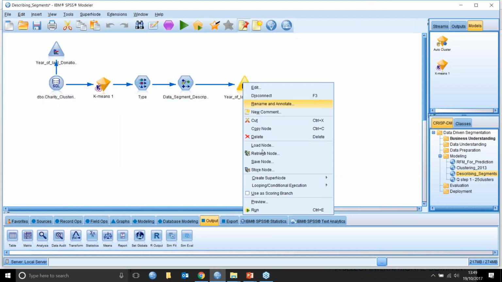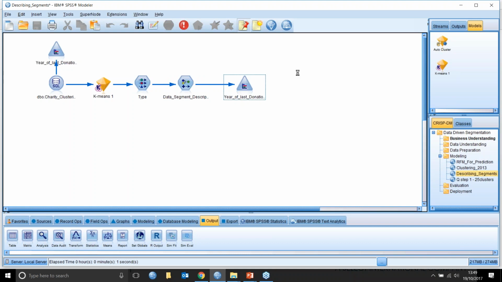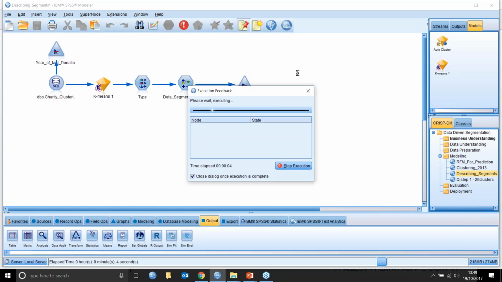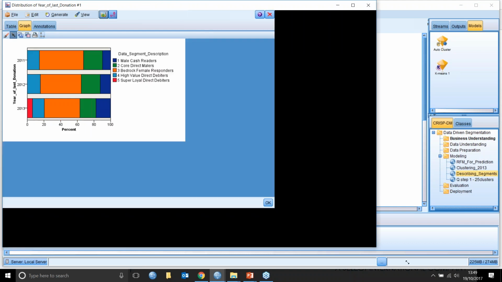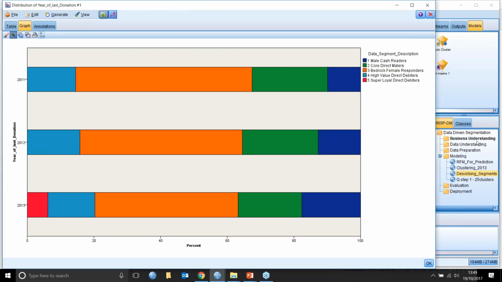And if I look at this broken down by last year of donation, it's quite interesting because we see how these cluster segments have shifted over time. So I just go to type the graph here. You can see that in 2011, this was the profile. You can see the largest group was the bedrock female responders. By 2012, this group has shrunk. This group here has got slightly larger, which is the male cash readers. Also slightly larger is the high-value direct debitors. By 2013, we're starting to see the emergence of the super loyal direct debitors that are starting to fall into that threshold. And the bedrock female responders is also shrinking.